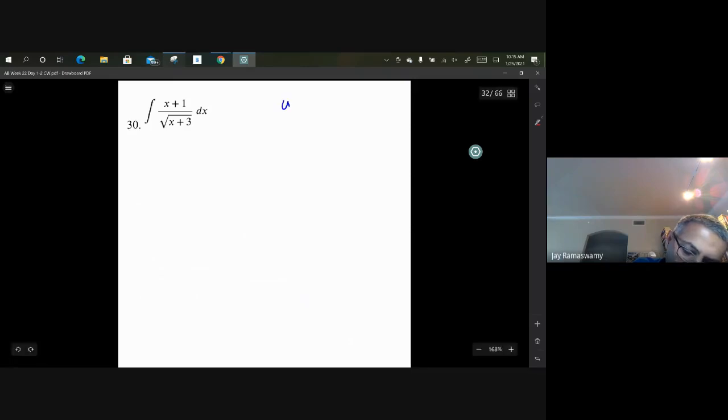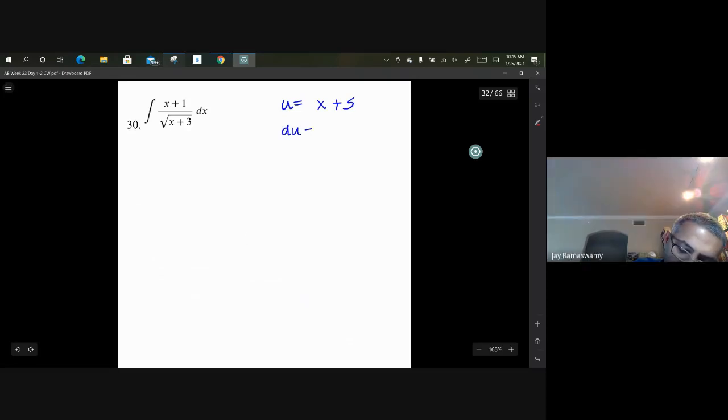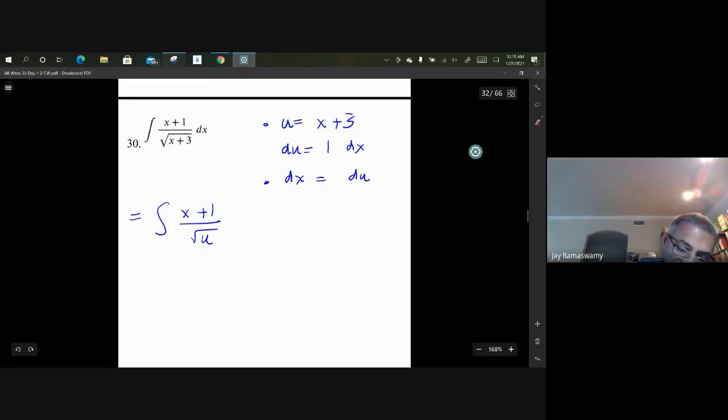Okay, u equals x plus 3. Therefore, du equals 1 dx. Yes. Therefore, dx equals du. It's okay, it's just du. Okay, so the integral of x plus 1 over radical u, and dx is nothing but du.